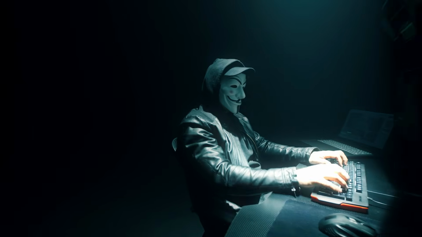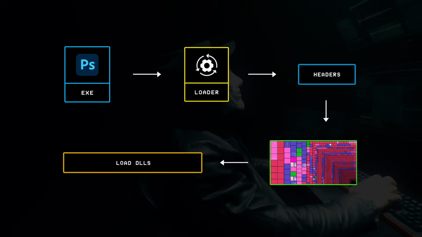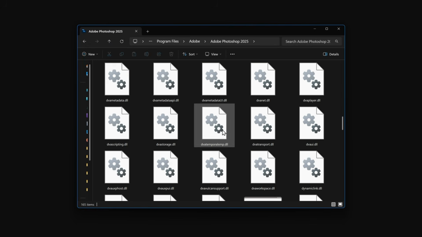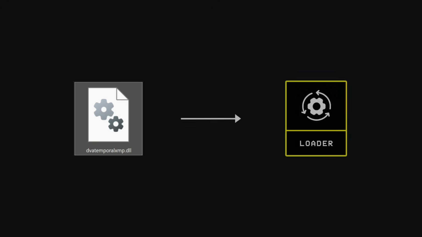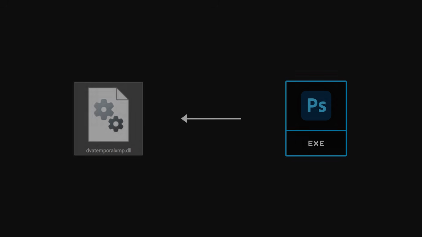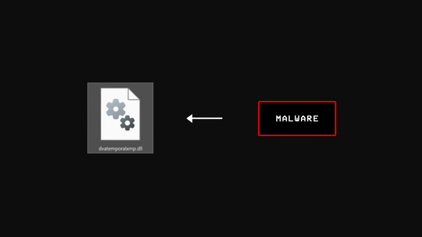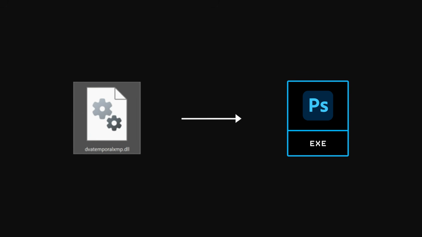Now the reason why knowing this matters for hackers is because every step in loading a program is a potential point where things can be manipulated. So for example, a hacker can plant a malicious DLL file with the same name in a folder the loader checks, and the program will load the hacker's DLL instead of the real one. This technique is called a DLL hijacking attack, and it's one of the most common ways malware gets executed on a system, while running behind a legitimate program to avoid basic antivirus detection.